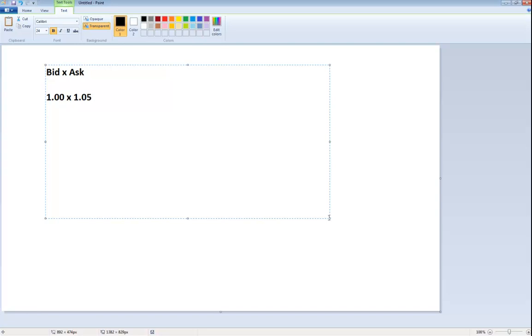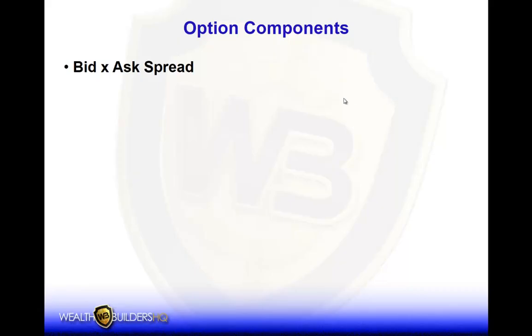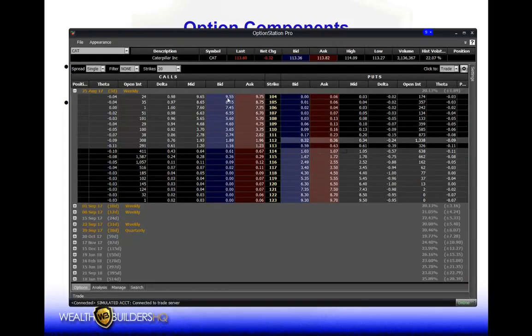But if you're not in a rush and you just want to negotiate that number, there's something called the mid price, M-I-D, which is mid. Some brokers will call it the mark. Basically, whoever your trading software is will determine what that is and tell you that. So I have an option chain here on Caterpillar, and it shows the bid and ask price.